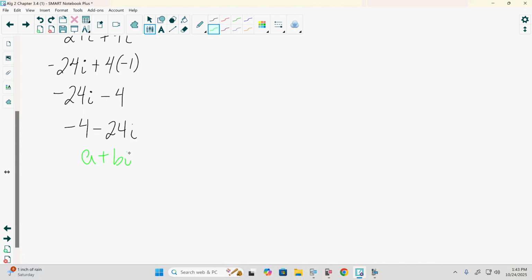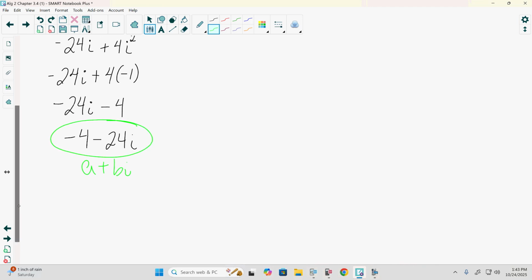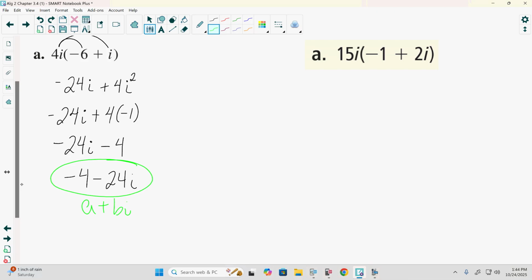So when it's telling us that we need to write it in standard form, they want it in a plus bi form. Real number first, term with i second. So negative 4 minus 24i is the answer. Question on our first multiplication? We ready to look at the next one?